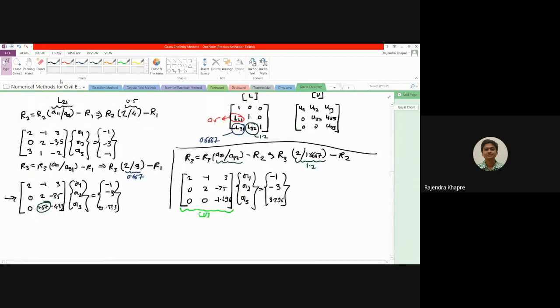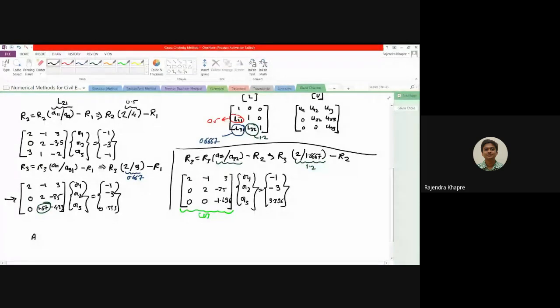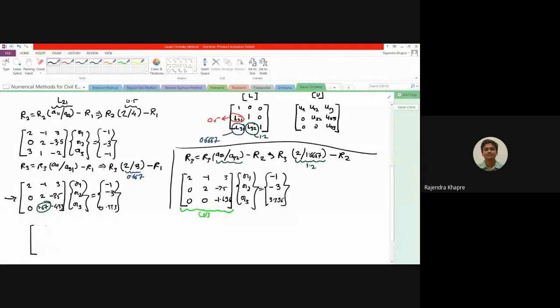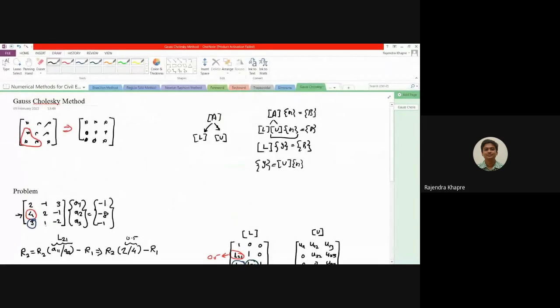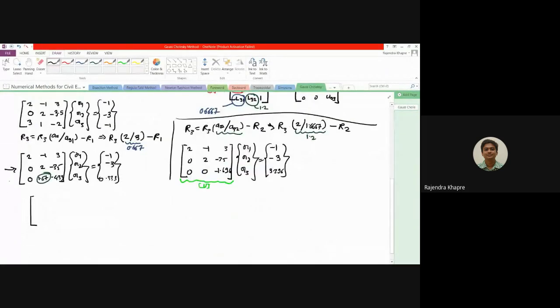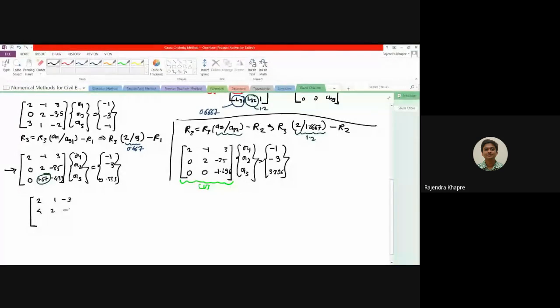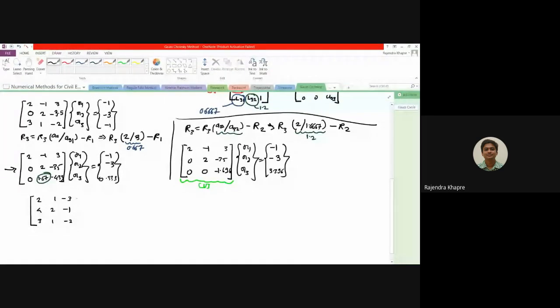Just for the sake of example, let me write down the original problem. The original problem was something like 2 1 minus 3. Somebody please dictate to me. 2 1 minus 3. And what else was there? 4 2 minus 1, and this one 3 1 and minus 2. So this is now broken into two parts.